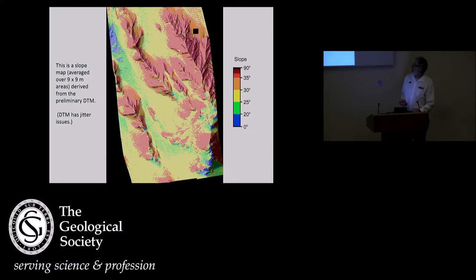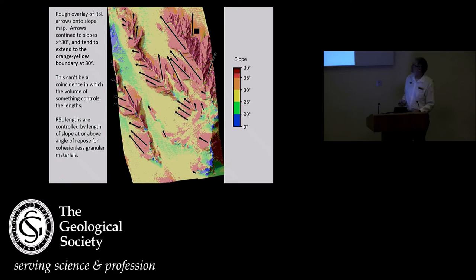Here's from the new DTM. This is a slope map, with slopes quantized as shown here, and it's got shaded relief added to it. Orange and red are greater than 30 degree slopes. And here's an overlay of these arrows on top of the slope map. It's not exactly right, I have to redo this. What we see is not only are they confined to these steep slopes, some of them extend into maybe the 29 degree slope areas at the boundary, but they also extend right to the edge of the steep slope area.